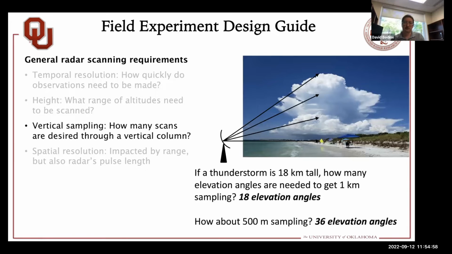Next is your vertical sampling. With the radar, you typically have a certain amount of time you want to scan, and that dictates how many different slices of the atmosphere you can make during that time. Our vertical sampling is how many of these slices we want to make through the vertical column we're sampling. For example, if a thunderstorm is 18 kilometers tall and we want 1 kilometer sampling, we would make measurements over 18 different elevation angles. But if we want to double our vertical resolution to 500 meters, we need to make 36 elevation angles. That's going to take quite a bit more time than it would otherwise.